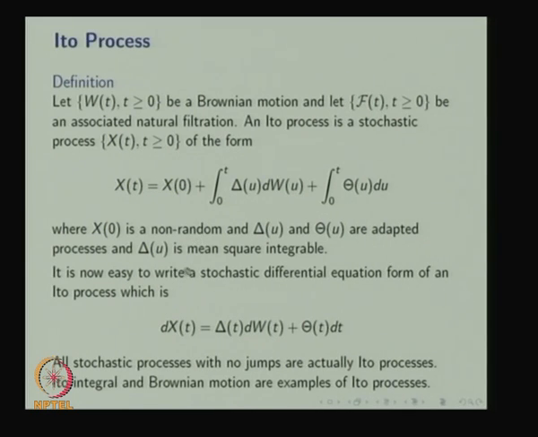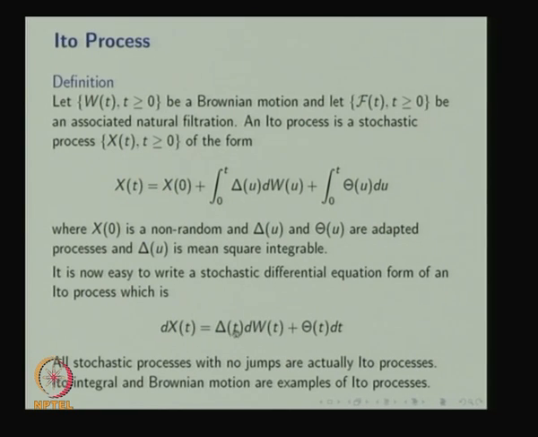Once it is an Ito process, you can write it down in the differential form, that is, a stochastic differential equation, because we have dW_u. In the differential form, X_t is equal to X_0 plus the integral, therefore in the stochastic differential form it is dX_t is equal to delta_t times dW_t plus theta_t times dt. So this is the stochastic differential form of an Ito process.